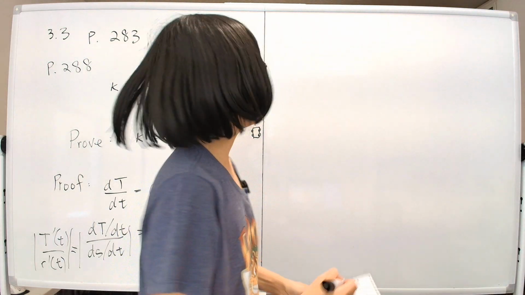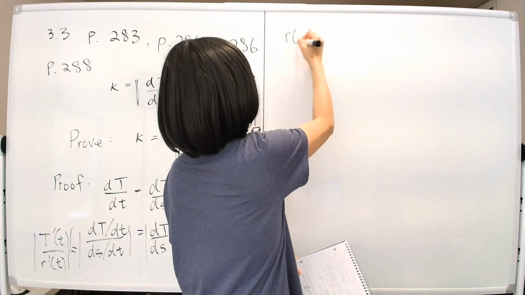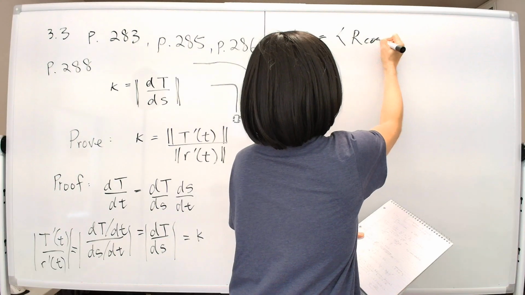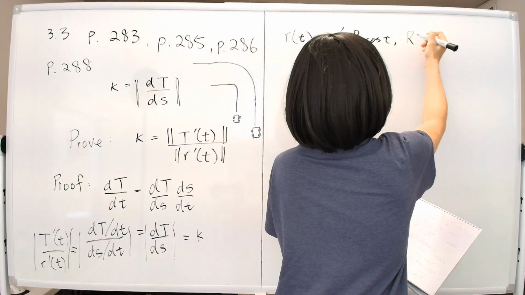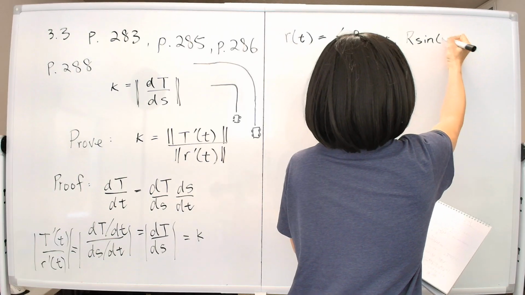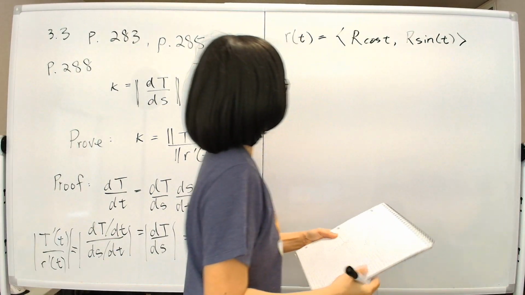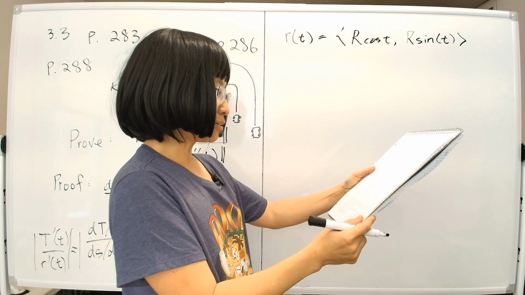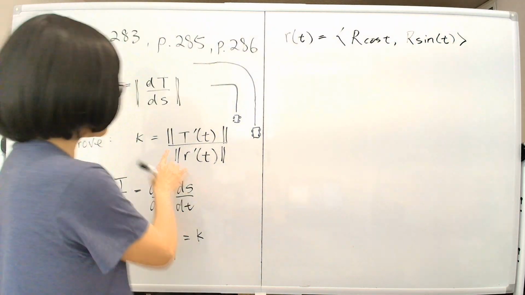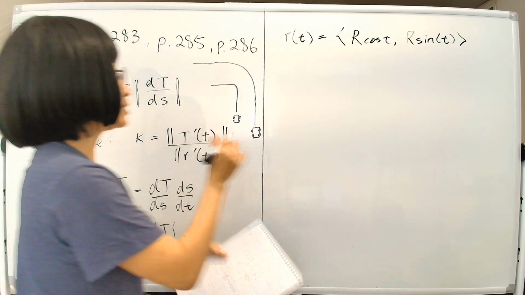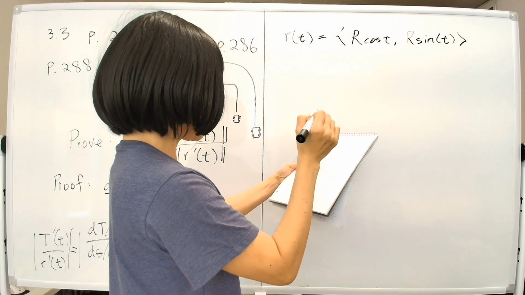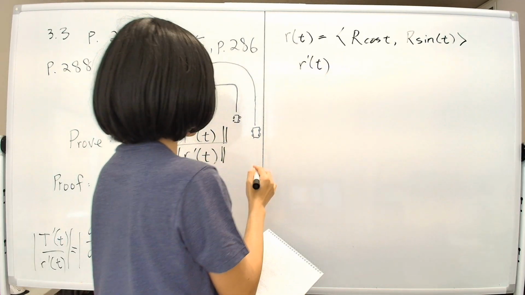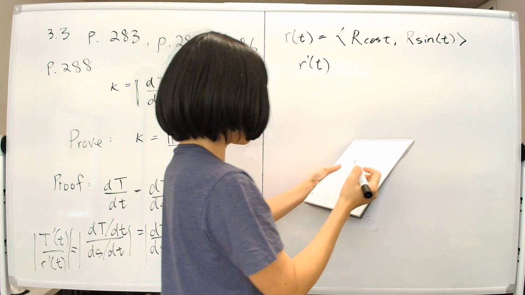A circle is normally represented in vector form by r of t equals R cosine t and R sine t. The big R stands for the radius, and the small r is the vector function. I guess that's just the tradition, that we use the small r as the vector. To calculate the curvature of a circle, we'll apply this formula right here. So what is r prime t? We need to calculate T, because T is r prime over its magnitude.